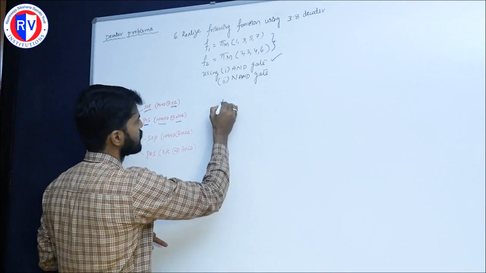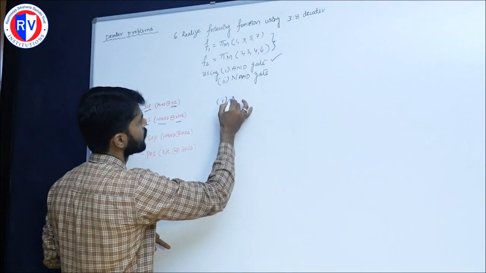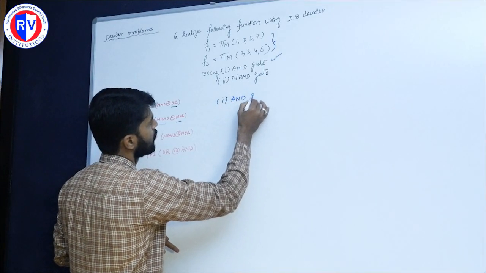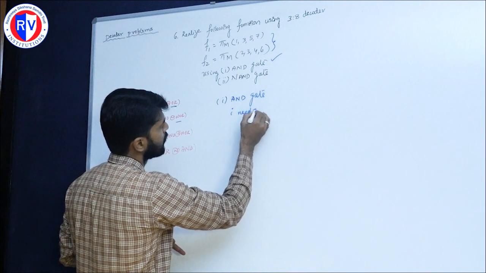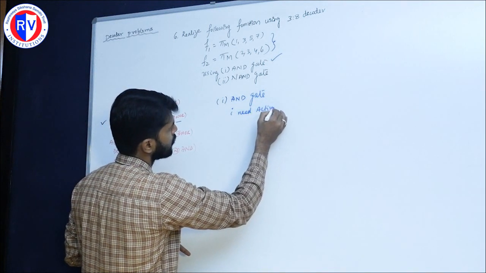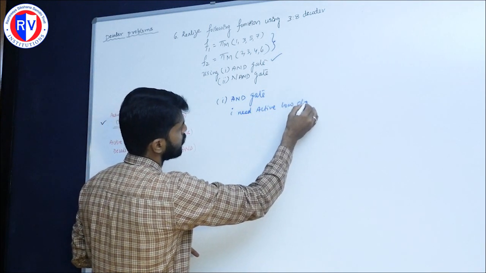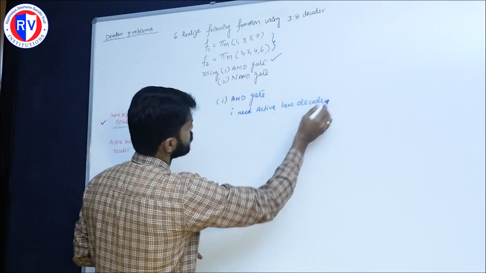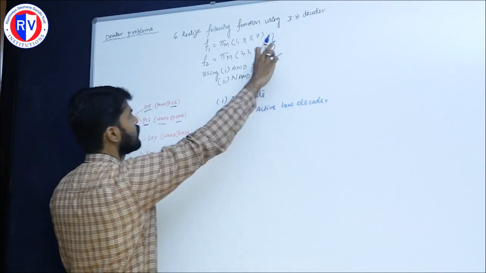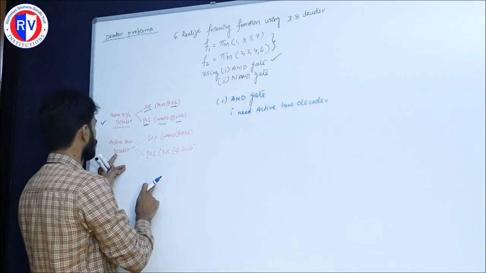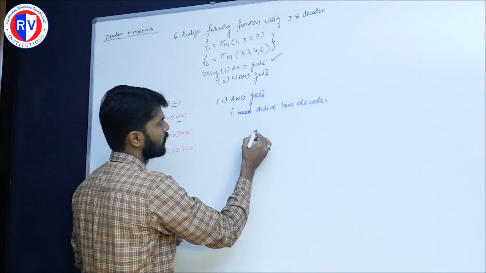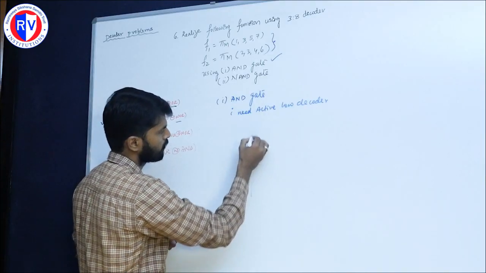So for the first case, if I want to realize these two functions using an AND gate, I need an active low decoder. These two are POS equations. They are telling me to design with an AND gate, so I need to use an active low decoder. Then here I will use the active low decoder.